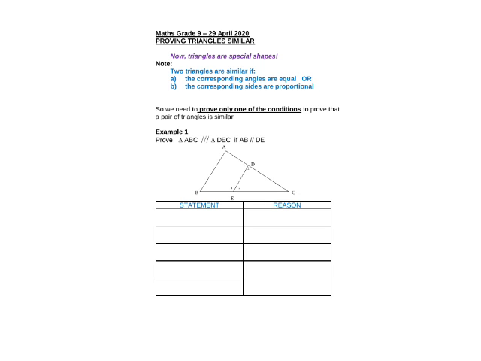Okay, so if we prove the corresponding angles are equal, then automatically we know the corresponding sides are proportional. And if we prove the corresponding sides are proportional, then automatically the corresponding angles will be equal. So we need to prove only one condition, then automatically the other is true. So example 1, let's have a look.